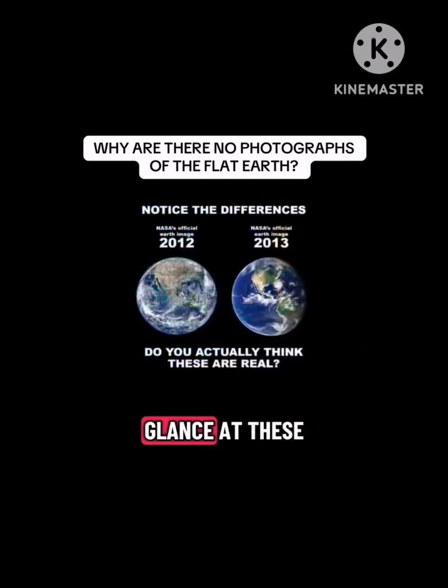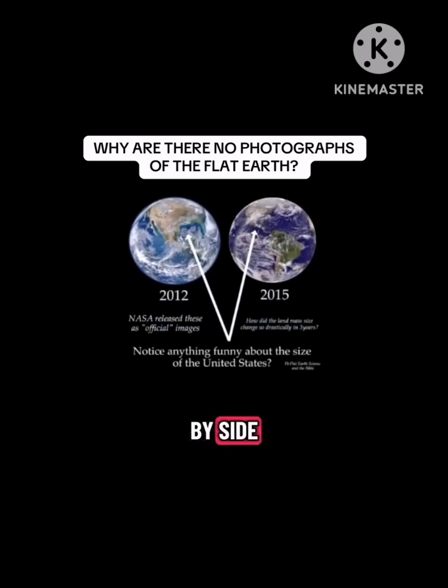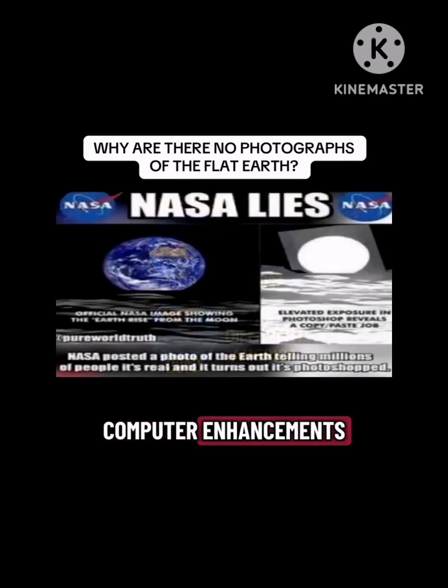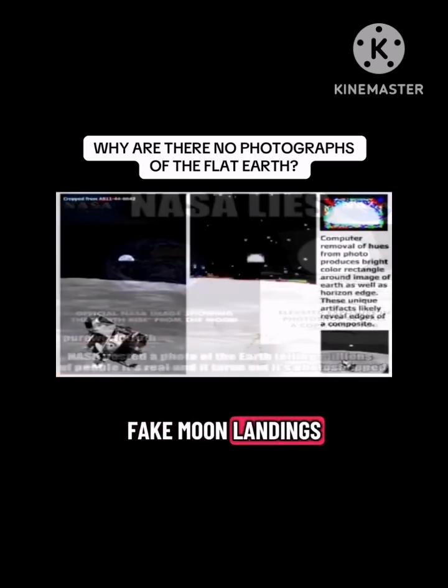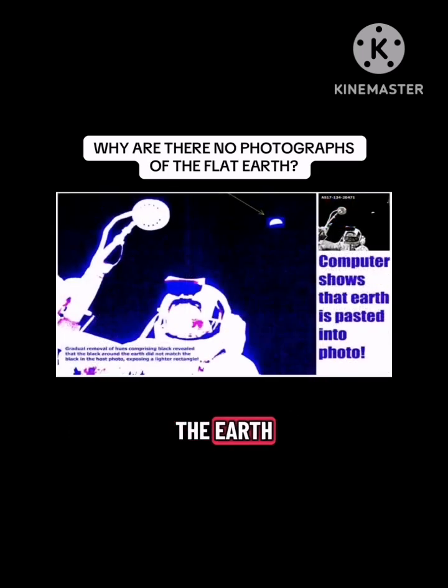Even a cursory glance at these obviously doctored pictures should raise suspicion. Comparing them side by side, they all look completely different, with varying shapes and sizes of land masses, randomly colored earth and water, and often using the same copy and pasted sets of clouds. Computer enhancements done on images of the globe taken during the fake moon landings even reveal clear rectangular artifacts around the Earth, proving them to be composites.